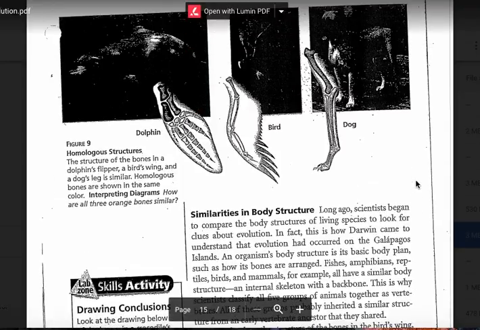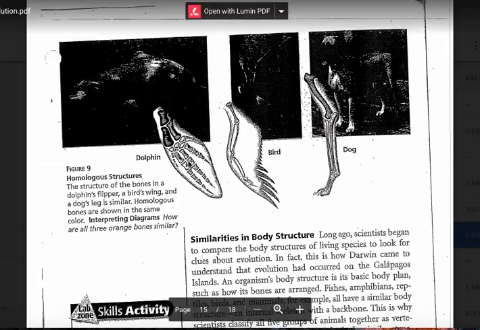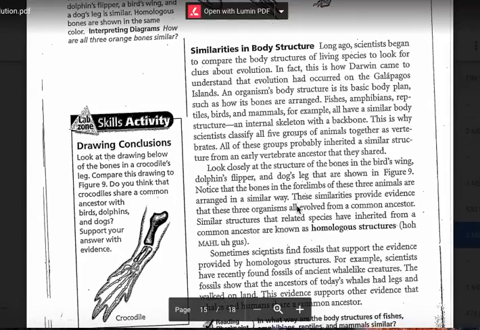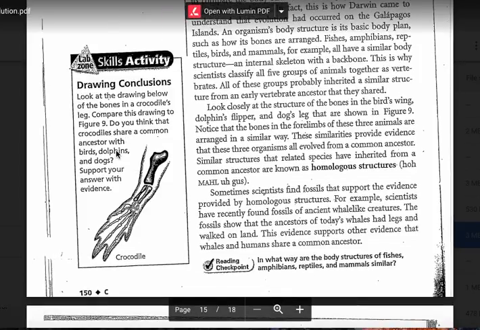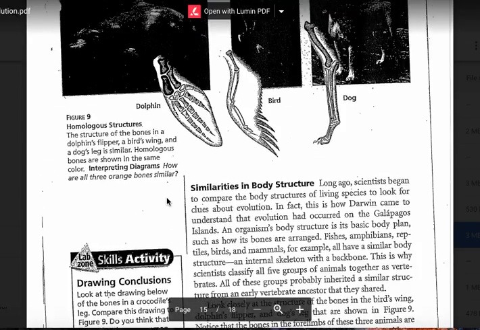So let's take a look at some. Here are the homologous structures they were just talking about. The dolphin, it almost looks like a hand, doesn't it? Bird has similar, so they all have this bone, these two bones next to each other, and then the hand-like structure. Here's a crocodile, something very similar, right? This bone, the two bones, and then the hand-like structure. Do you think that they share a common ancestor with birds, dolphins, and dogs? Probably, right? They look very similar to dolphins.